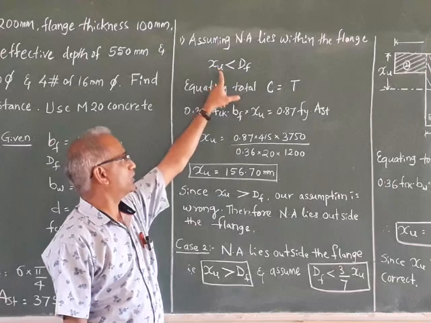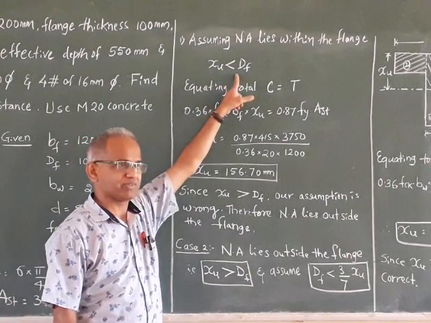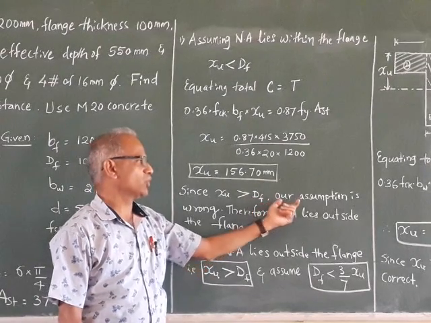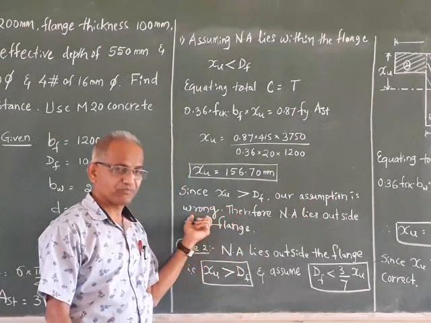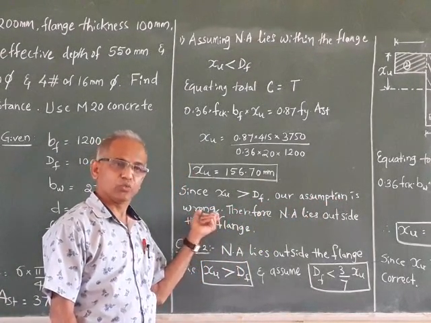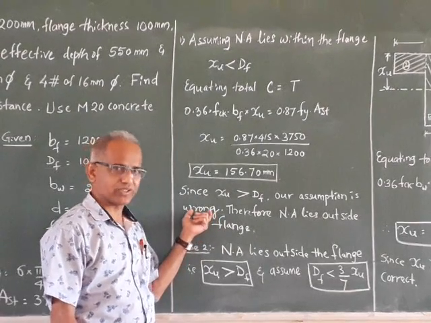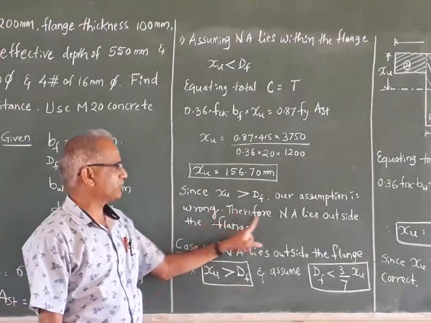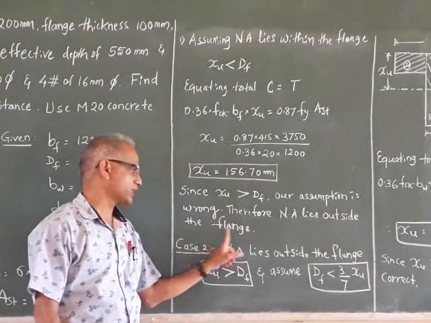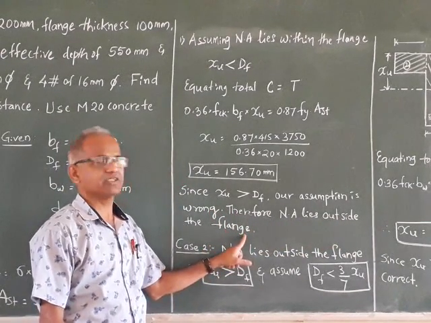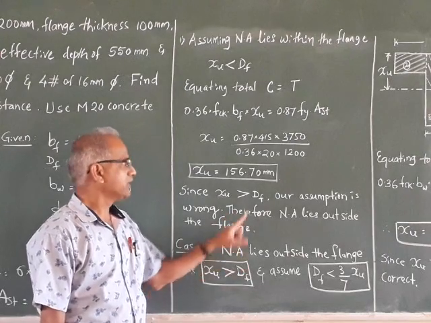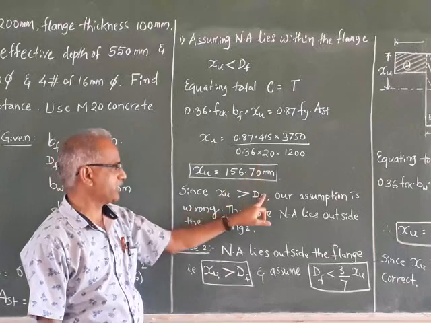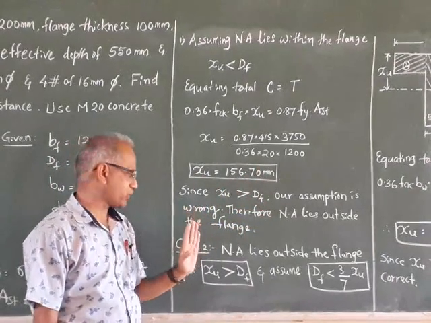Understand this sentence. What we have assumed is XU less than DF, but after comparing, XU is greater than DF, so our assumption is wrong. XU is not within the flange, or neutral axis is not within the flange, it is outside the flange. Therefore neutral axis lies outside the flange. So this is the first step. Now we are not going to take this XU because the condition is not satisfied here. Now the second case is what we have to assume now?